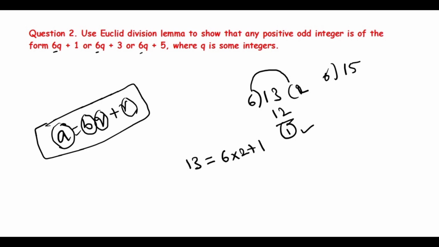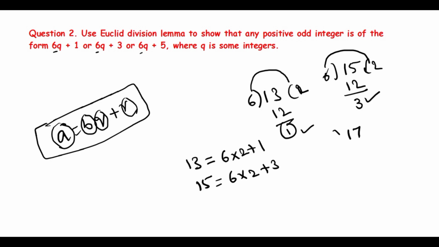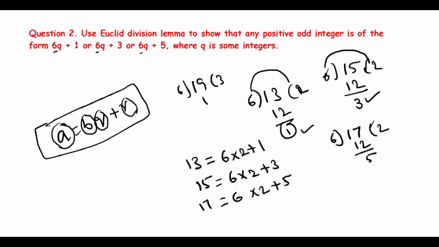So if you divide any odd number like 15 by 6, 6 2s are 12 and the remainder you get is 3. How to write this? 15 is 6 into 2 plus 3. Take the next odd number, 17. If you divide 17 by 6, 6 2s are 12 and the remainder is 5. Then you write 17 as 6 into 2 plus 5. The next odd number is 19. If you divide 19 by 6, 6 3s are 18, again the remainder is 1.